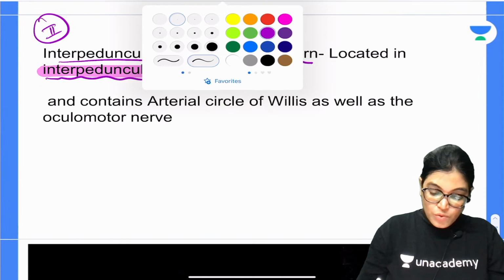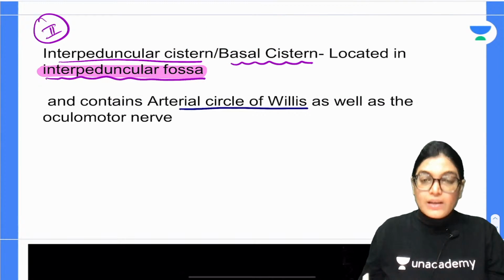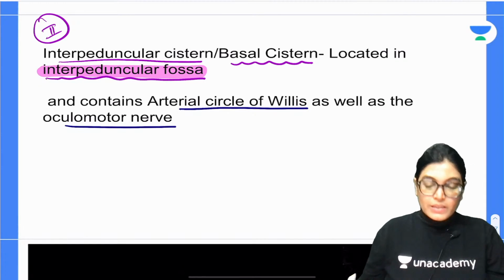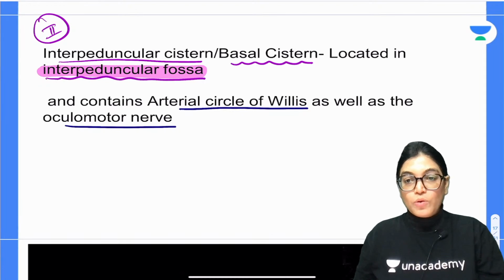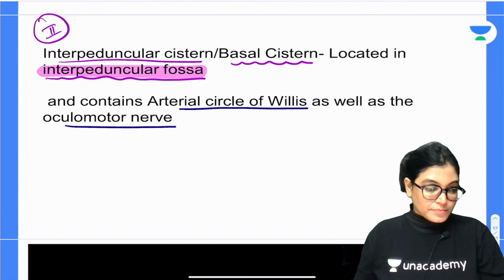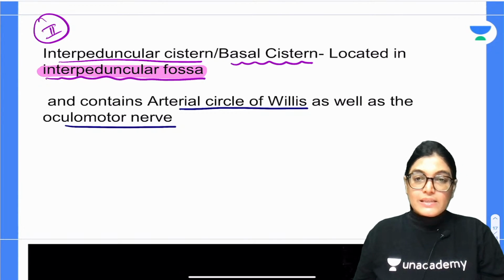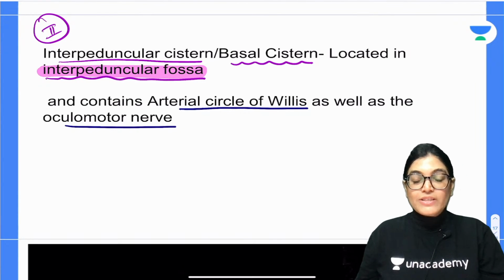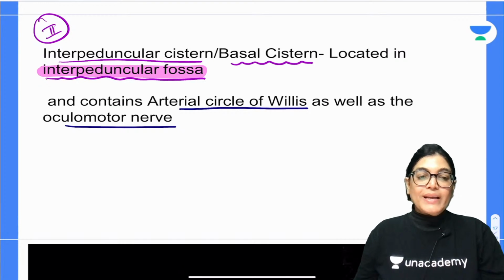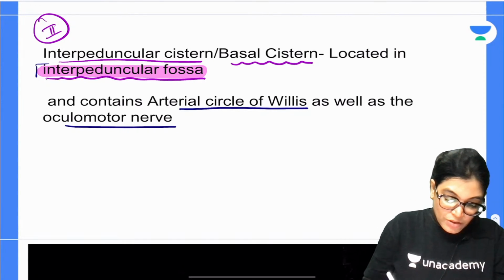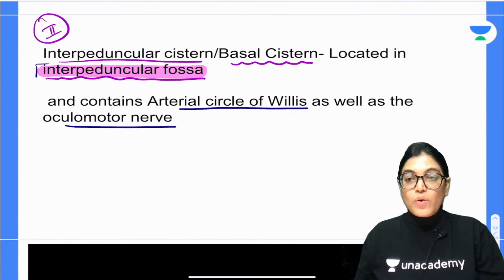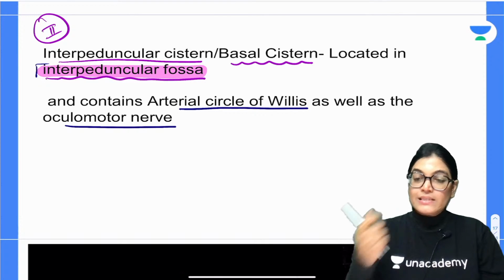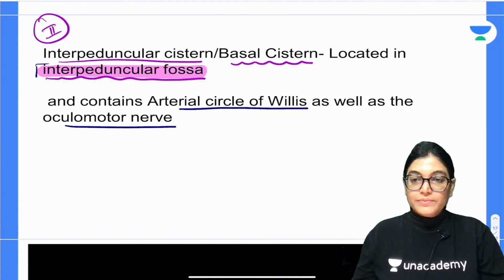What does it contain? It contains the arterial circle of Willis as well as the oculomotor nerve. The interpeduncular system, which is called the basal system, is located in the interpeduncular fossa, which is lying on the base of the brain. It contains the arterial circle of Willis and also the third cranial nerve, the oculomotor nerve.